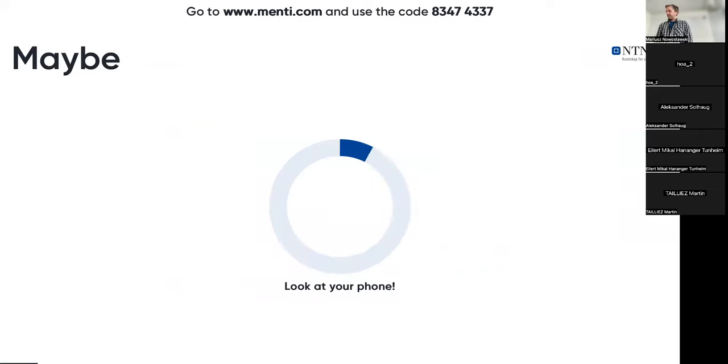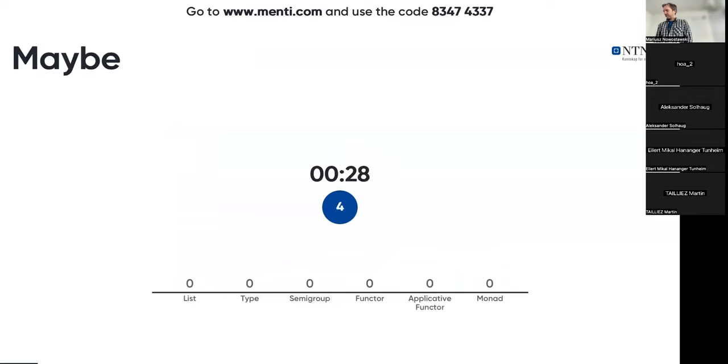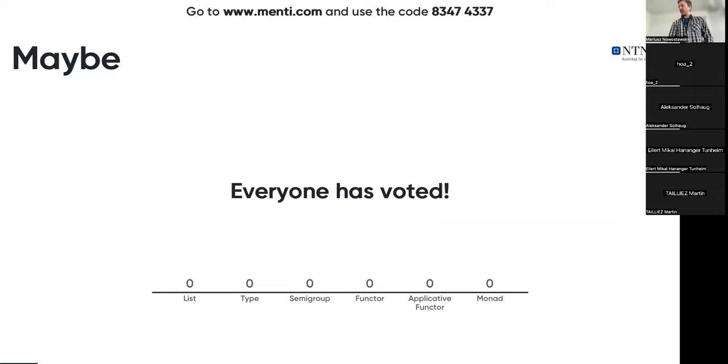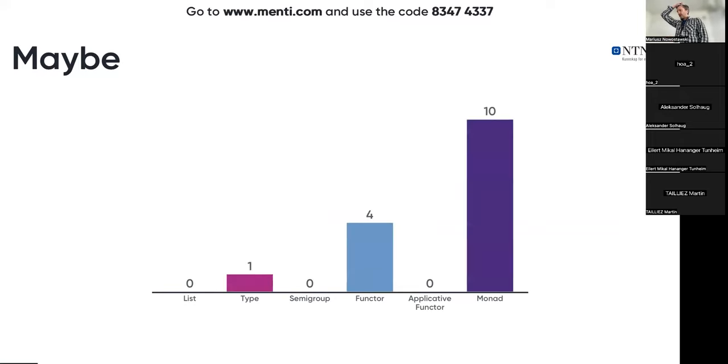Same question. Two answers are incorrect here. Everything else is correct. Fancy terms: semigroup, functor, applicative functor, and monad. We learned those terms. One wrong thing. Maybe it's not a type. Why is this bracket thing not a type, and why is Maybe not a type?